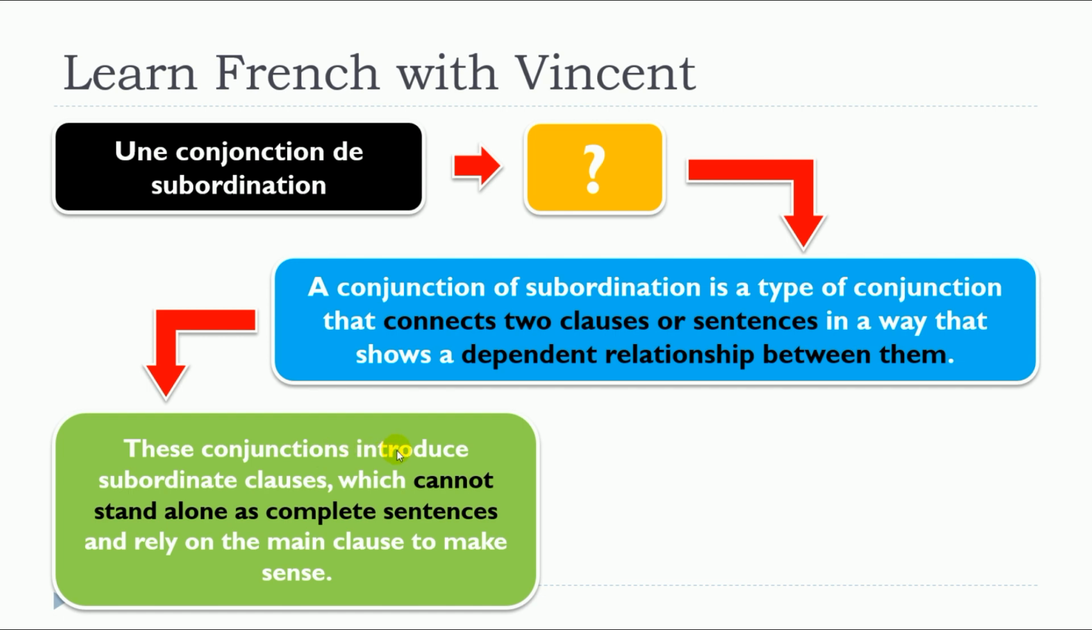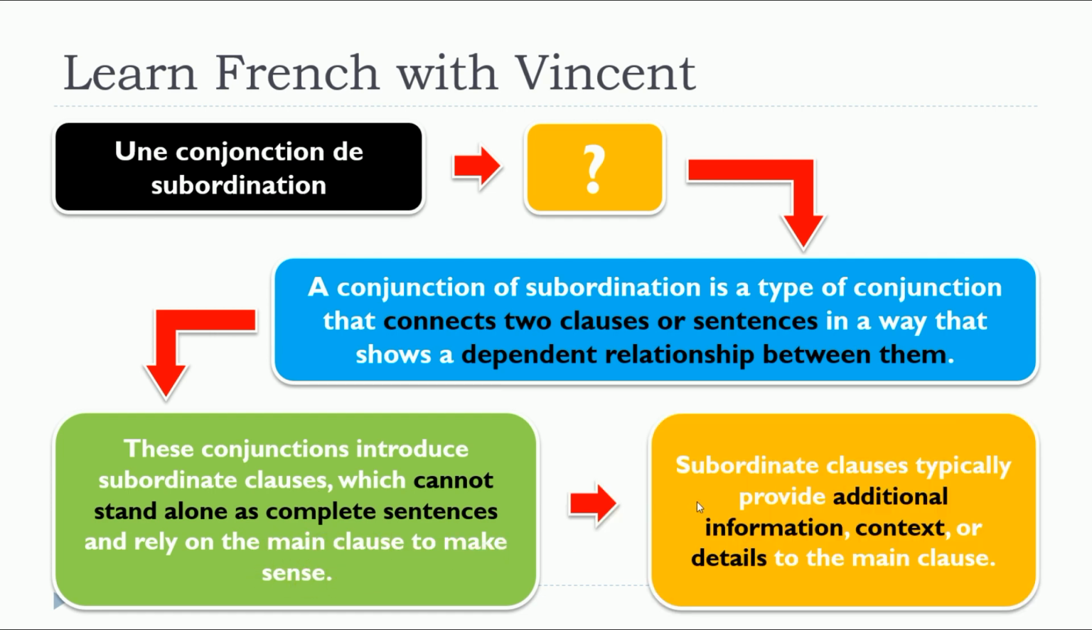So these conjunctions introduce subordinate clauses which cannot stand alone as complete sentences. So this is the second important thing. These clauses cannot stand alone as complete sentences. And they rely on the main clause to make sense. The subordinate clauses typically provide additional information, context, or details to the main clause.